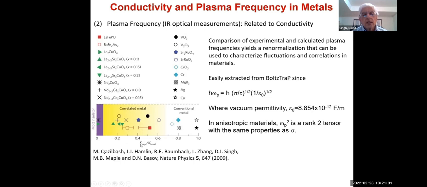The horizontal axis in this plot is the renormalization, with one being non-renormalized. From BoltzTraP, what you get is sigma over tau, but h bar times the plasma frequency is h bar times the square root of sigma over tau times the square root of 1 over the free space permittivity, epsilon 0. The free space permittivity is a known number. So you take the calculated sigma over tau from BoltzTraP, take the square root and multiply the numbers, and then you get the plasma frequency. If you multiply by h bar, then you can get it in the right units and compare it with experiment.